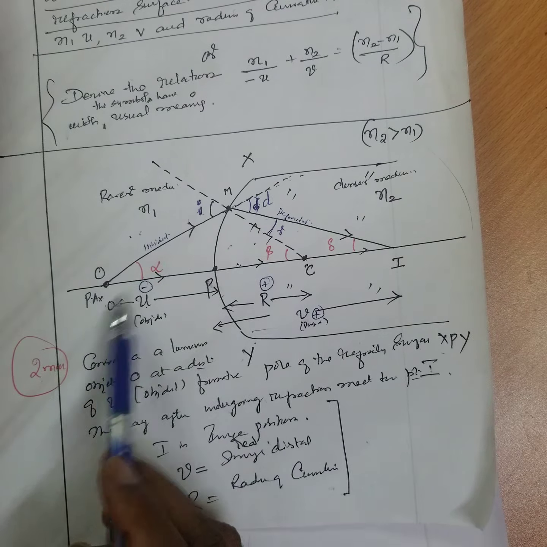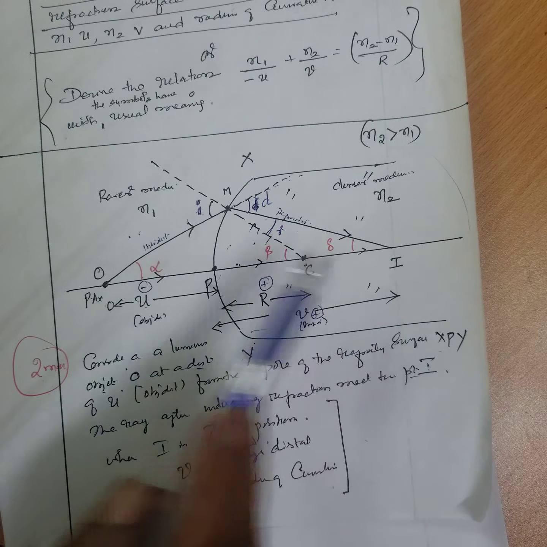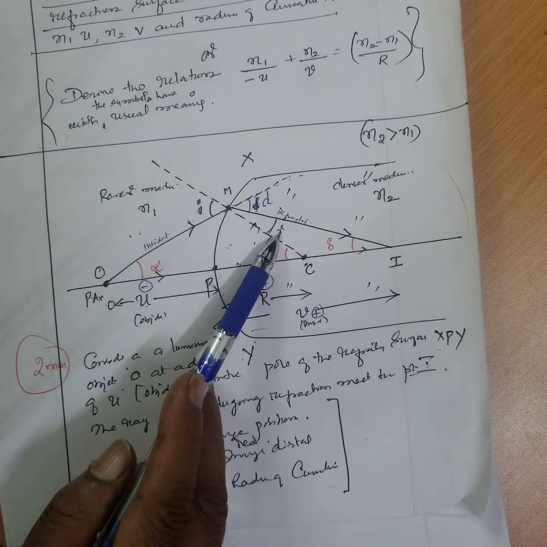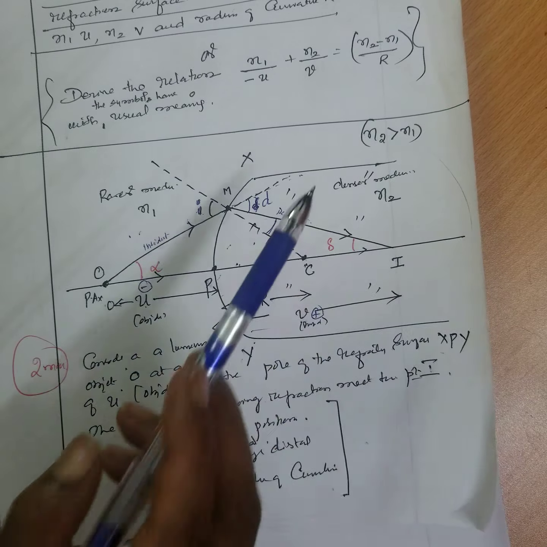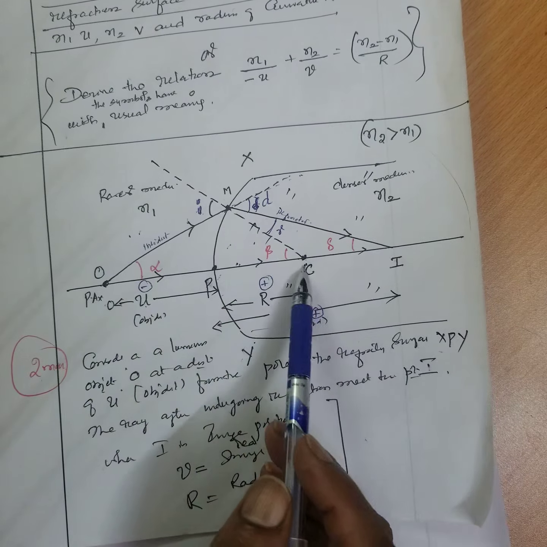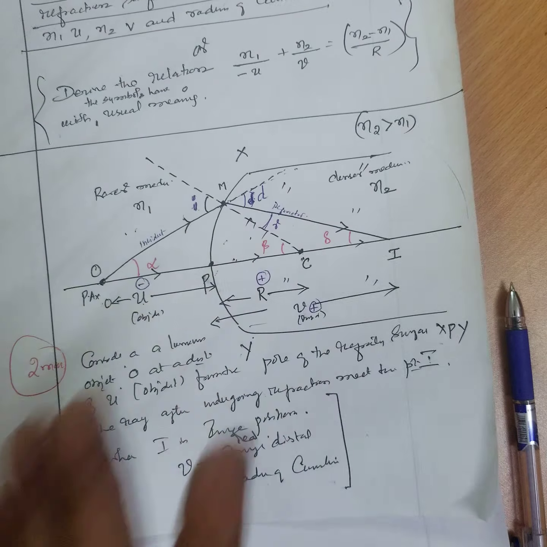Consider an object at a certain distance forming a real image I. Right? i is the angle of incidence, r is the angle of refraction. When a light ray goes from rarer to denser it bends towards the normal, right? All these things you know. R is the radius of curvature and all that. Then I'll do the second part of the derivation in the next video.